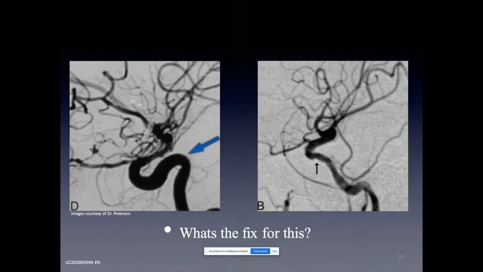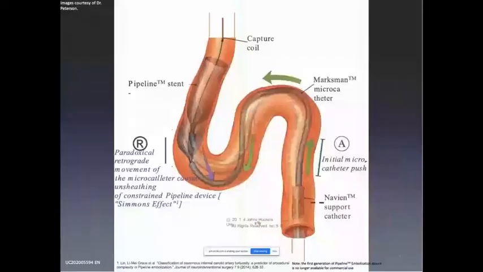You're sitting there zoomed in on the head and you're pushing, but everything's backing out and you have no idea why. You think, am I losing access in the arch somewhere? This is why. It's this high-riding genu. And there's a very specific fix for this, right? So what's that fix? Well, here's what's happening, right?